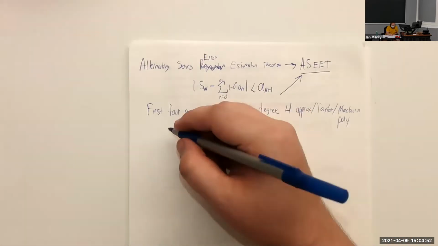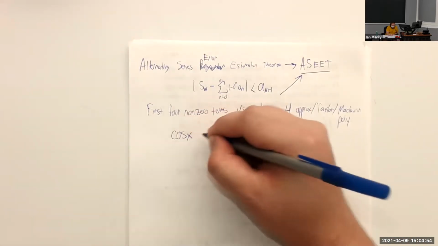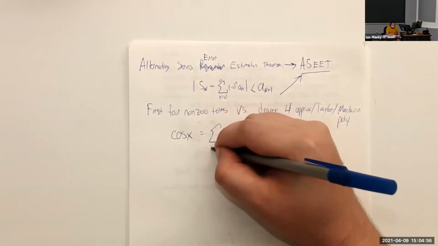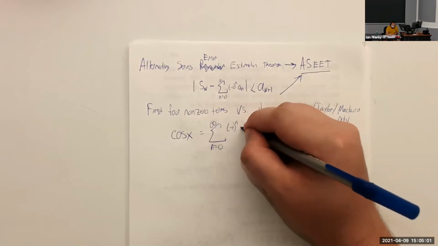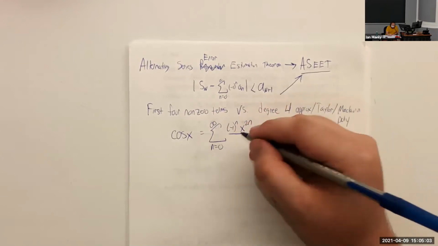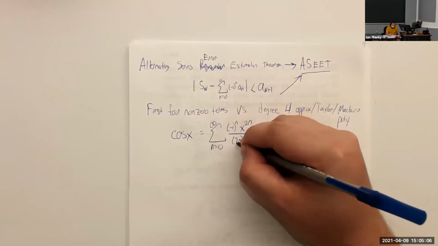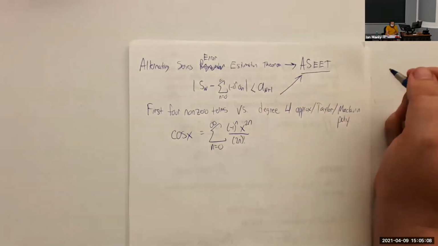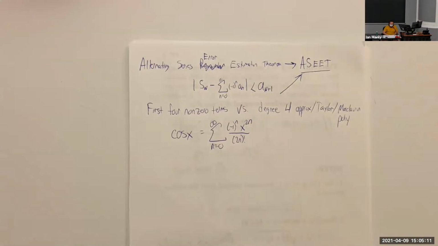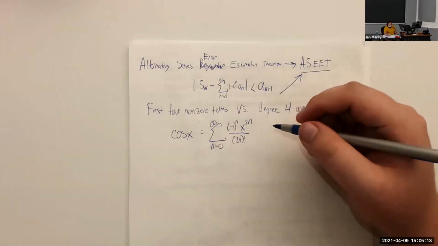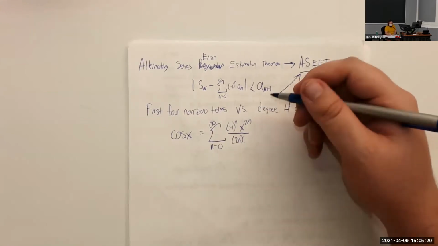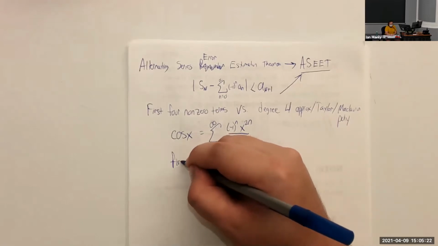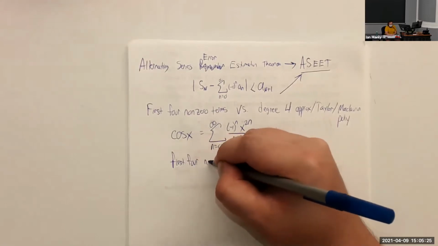Let's take an example here. Well, how about we have the series for cosine of x? So the Maclaurin series for cosine of x is the sum from 0 to infinity of -1 to the n, x to the 2n divided by 2n factorial right here. All right, now let's see here. Yeah, so let's say we want to do the first 4 non-zero terms.